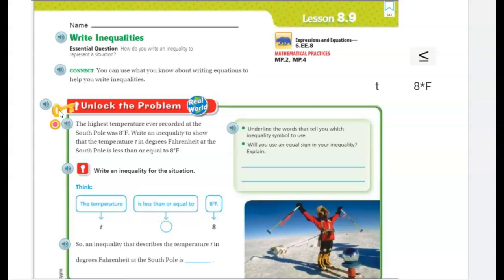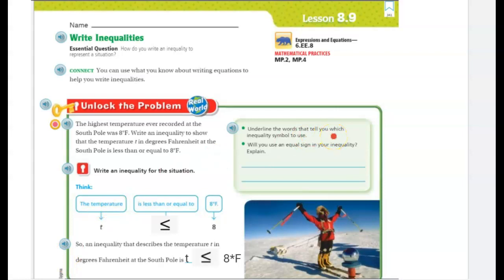Write an inequality to show that the temperature T in degrees Fahrenheit at the South Pole is less than or equal to 8 degrees Fahrenheit. So write an inequality for the situation, and they've broken it down. So the temperature T is less than or equal to 8 degrees Fahrenheit. So an inequality that describes the temperature T in degrees at the South Pole is T is less than or equal to 8 degrees Fahrenheit.